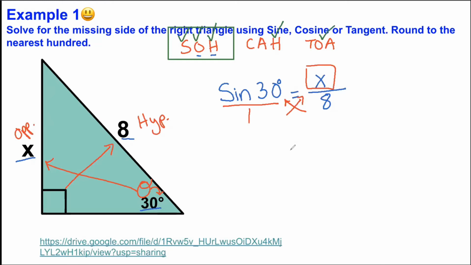So I'm going to do cross multiplication here, which is 1 times x is x, and 8 times sine of 30. I'm going to write it this way. 8, my multiplication symbol, and sine of 30 degrees. Okay, so my goal here was to isolate that x, right? To solve for this variable here. Now we're going to get into our fun stuff, which is to simplify our right side. 8 times sine of 30.